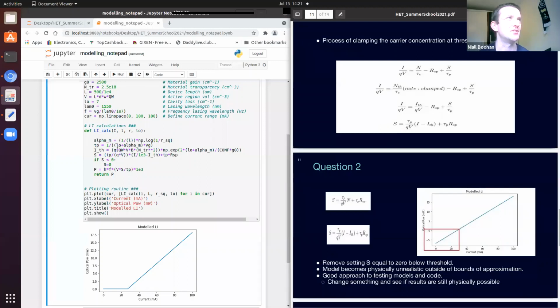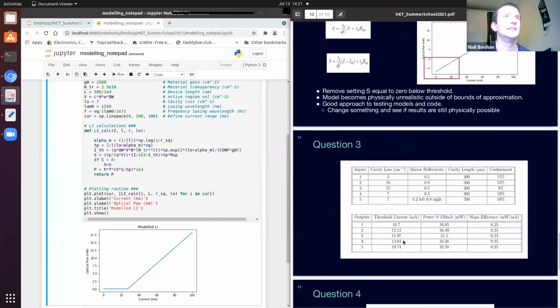Yeah, so that was a bit of a sneaky question, but I just wanted to get you to think more about the model. And yeah, this question was just input the values and then see what results you get. So this is kind of the application of a model.